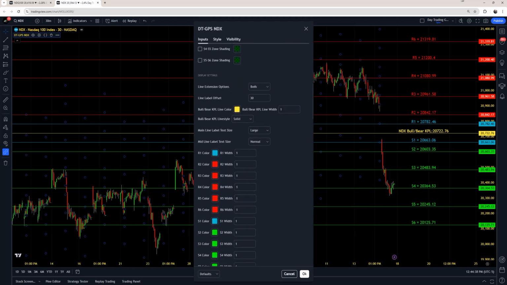Next, we have the bull bear key price level line color, line width, and line style. The default is yellow as far as color, line width is 1, line style is solid. So if you want to change it to something different, like dashed or dotted, then you could do that. You can also change the width. Just create whichever look and feel that you want.